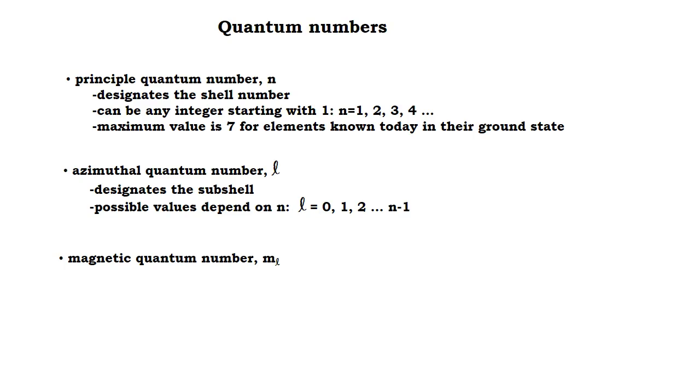The magnetic quantum number is m sub l, and this designates the actual orbital itself, and the possible values for this will depend on l. So m sub l will vary from negative l up until positive l, and this is going to be integer values. Let's say l is 2, that means that m sub l can be anything from negative 2 up to positive 2. So it would be negative 2, negative 1, 0, 1, or 2. So there are several different possible values.